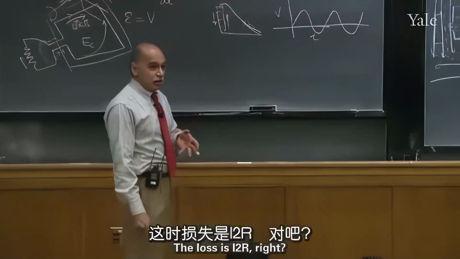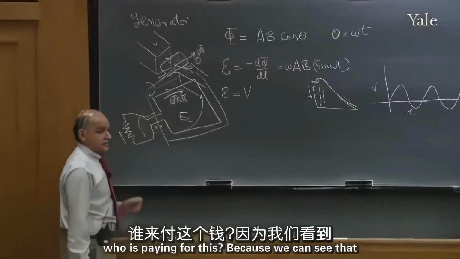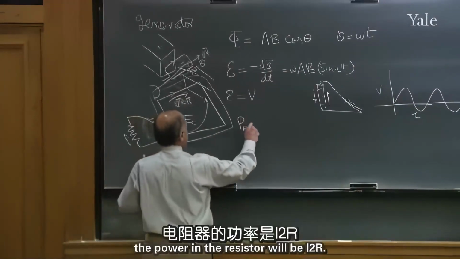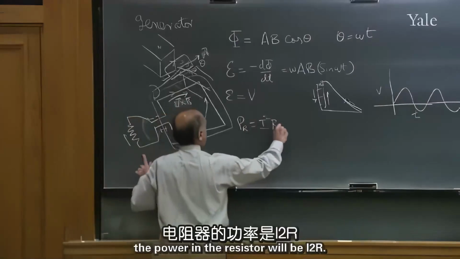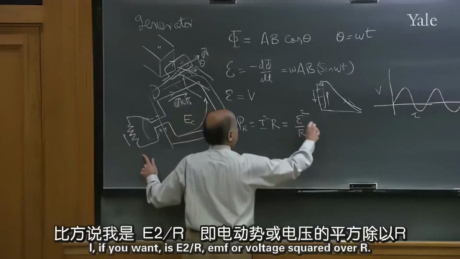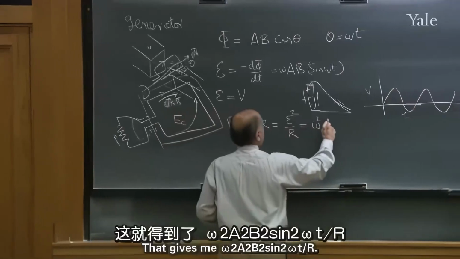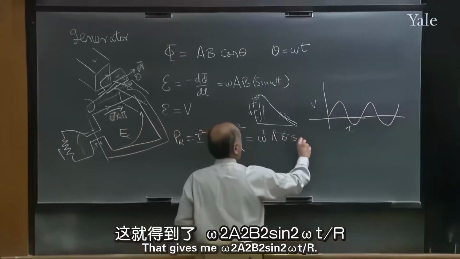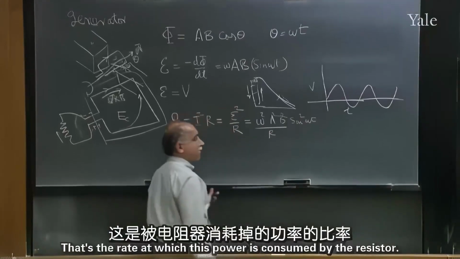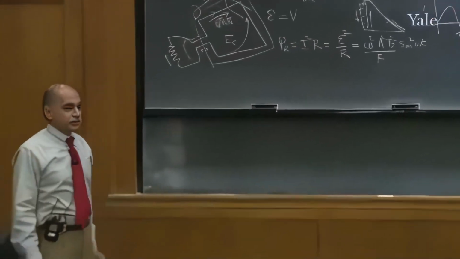The loss is I squared R, right? That's when you've got to explain to yourself, who is paying for this? Because we can see that the power in the resistor will be I squared R. If you want, it's E squared over R. EMF or voltage squared over R. That gives me omega squared A squared B squared sine squared omega t divided by R. That's the rate at which power is consumed by the resistor. And someone's got to pay for that.